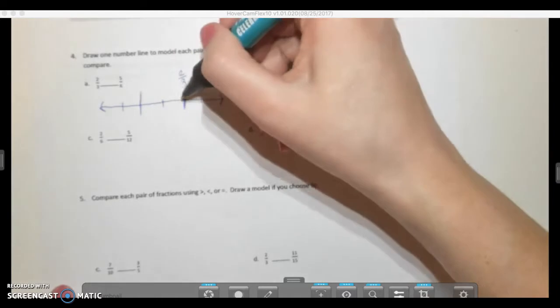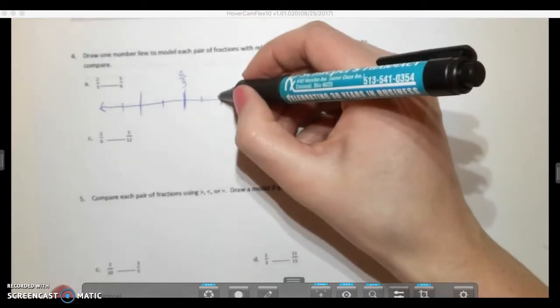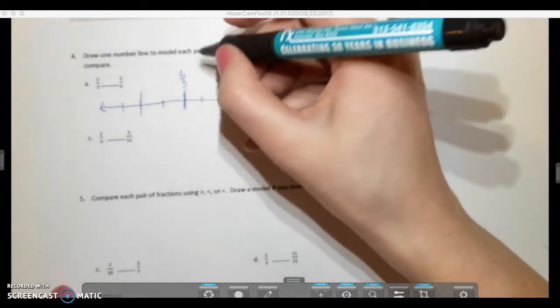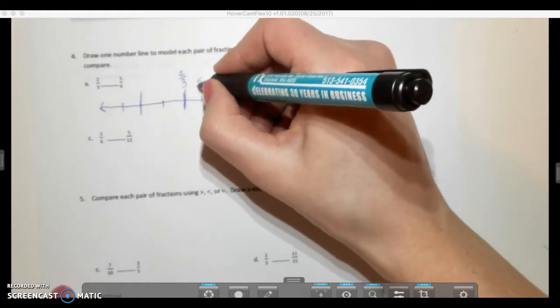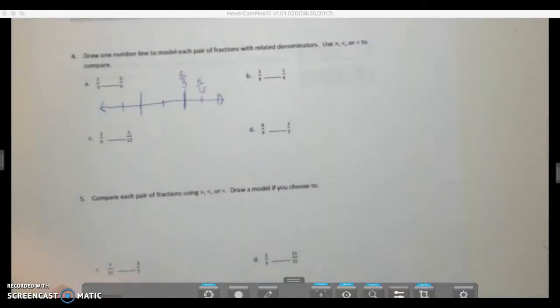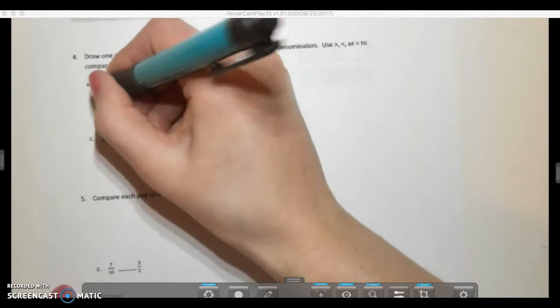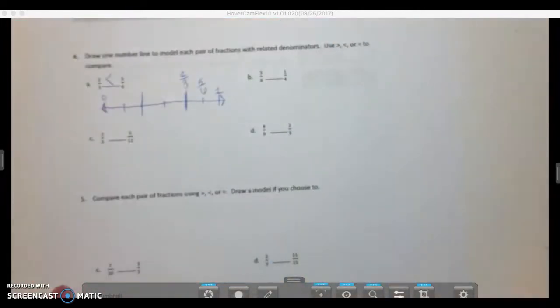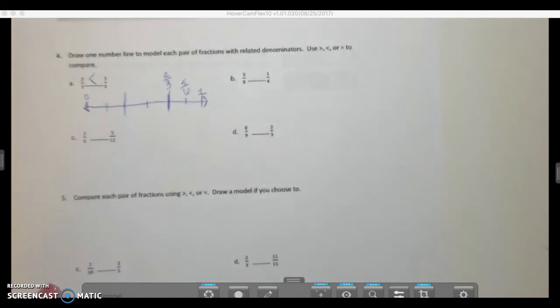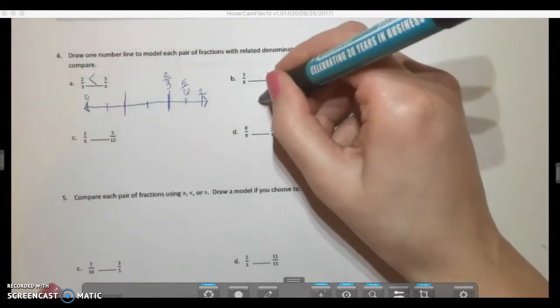And then I'll plot 5/6. 1, 2, 3, 4, 5, 6. This is 5/6. And that tells me that 5/6 is greater, so 2/3 is less than 5/6. Move on to B.